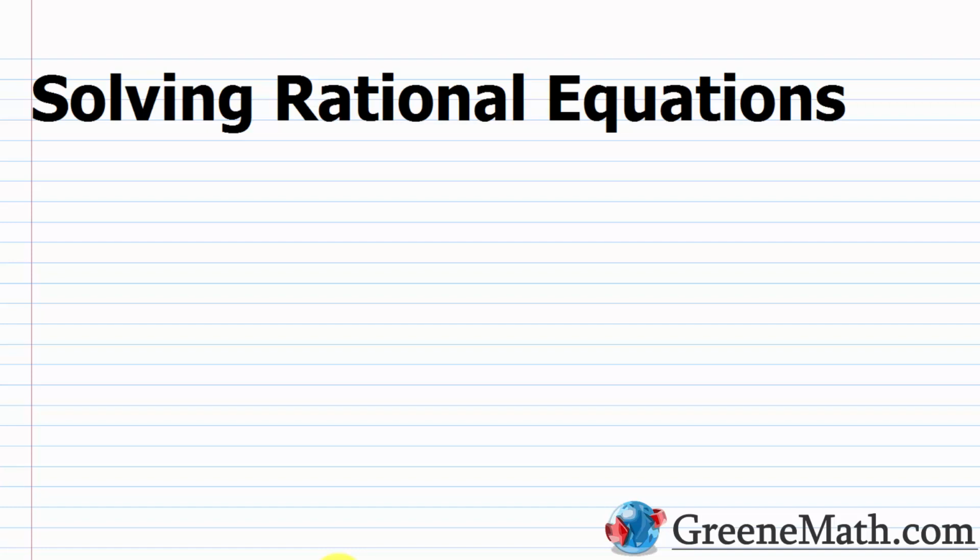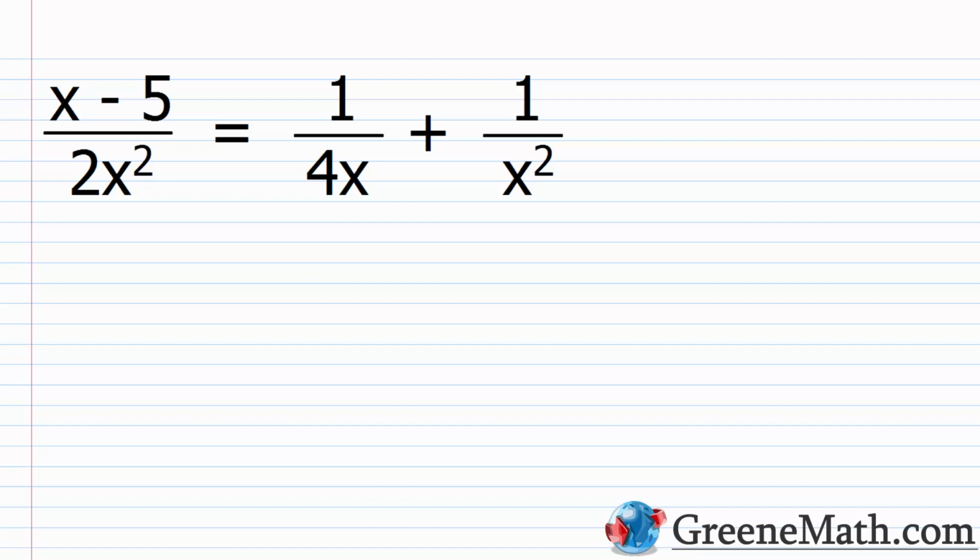In this lesson, we want to review solving rational equations. A rational equation is nothing more than an equation with rational expressions involved. So something like (x minus 5) over 2x squared is equal to 1 over 4x plus 1 over x squared.